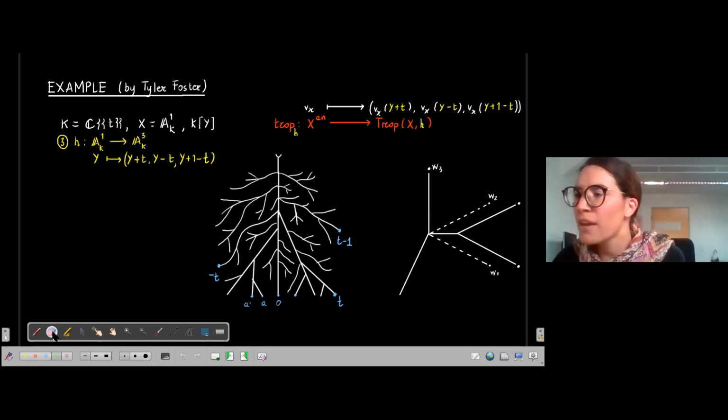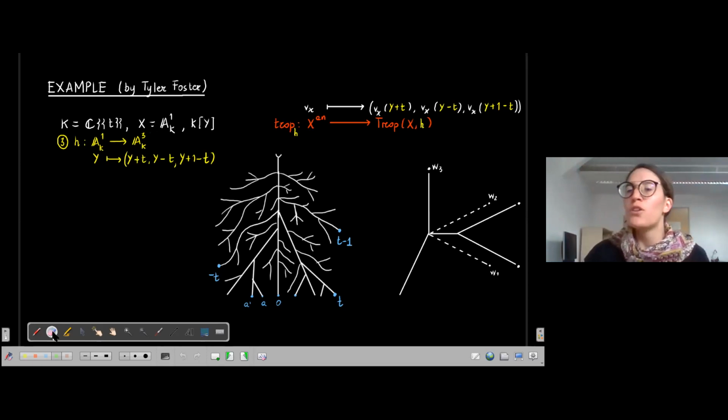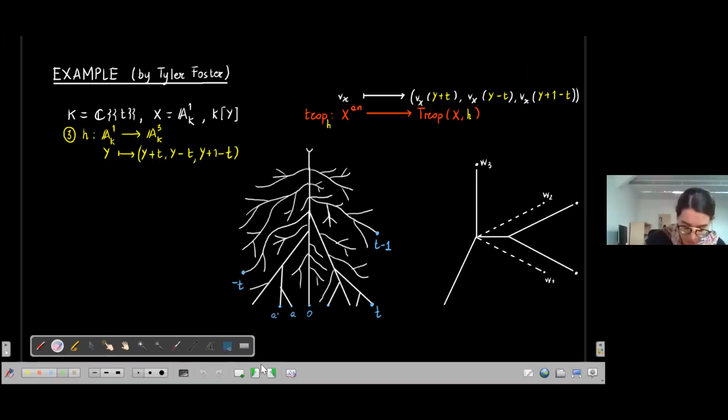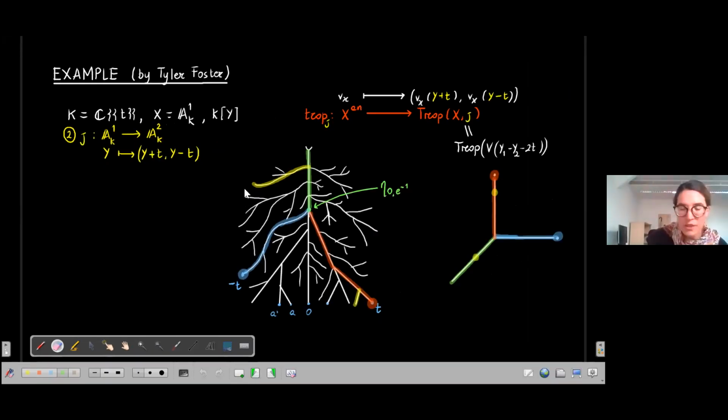Let me read the question. Do they all map to one point or to the point where they branch off? No, so each branch is attached to, for instance, the green, is attached to the green system. Let's take the yellow one on top. It will be sent to the R corresponding to the branching point.